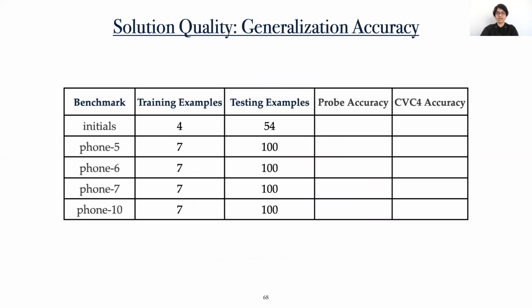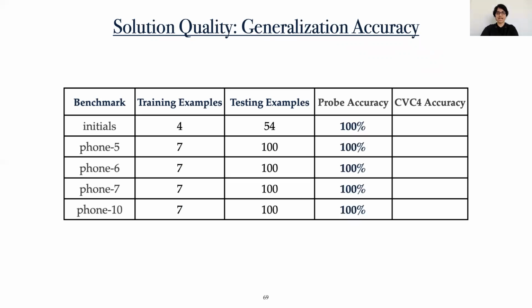In this experiment, we synthesize a program for both Probe and CVC4 using the training examples, and then test whether the program produces the correct output on the testing examples. The accuracy indicates the percentage of testing examples for which the generated program produces the correct output. We performed this experiment on the subset of benchmarks where a testing set was available.